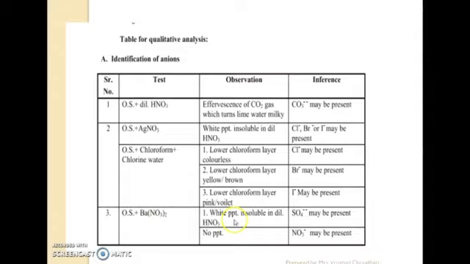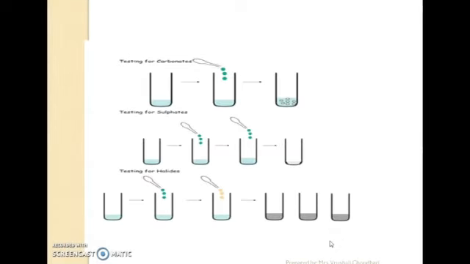There are two types of result, white PPT or no PPT. White PPT inference is SO4 2- present. No PPT, NO3- is present.